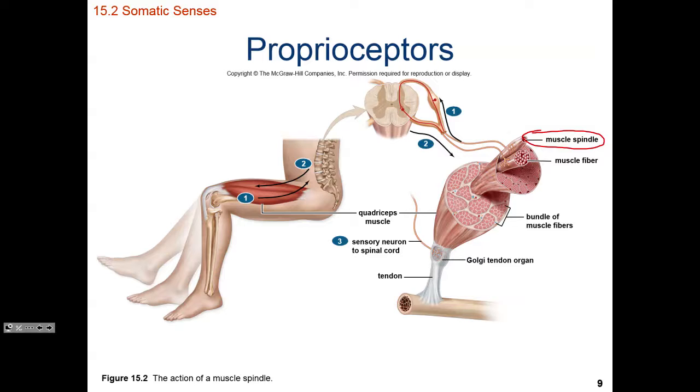Another classic proprioceptor is the Golgi tendon organ. Our Golgi tendon organ is embedded inside of the tendon of all of our skeletal muscles, and it serves a very important purpose. It measures tension on the muscles. It's important to have some tension on our muscles, but we do not want too much tension.